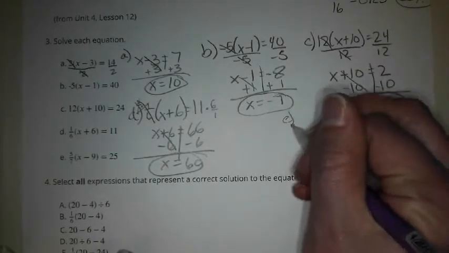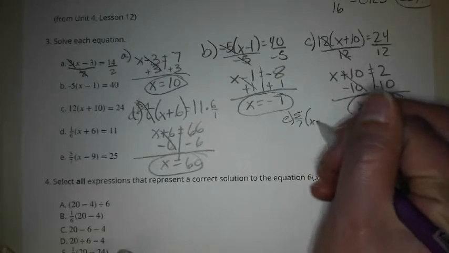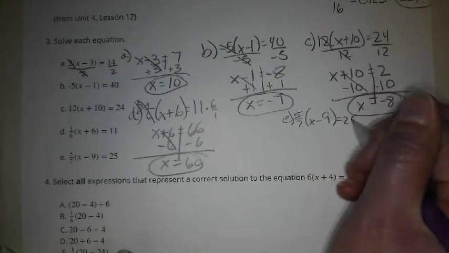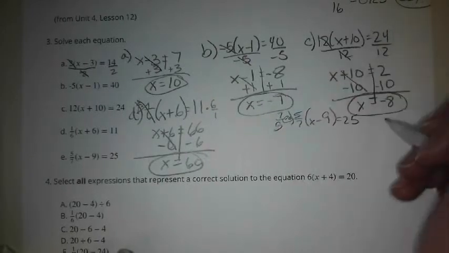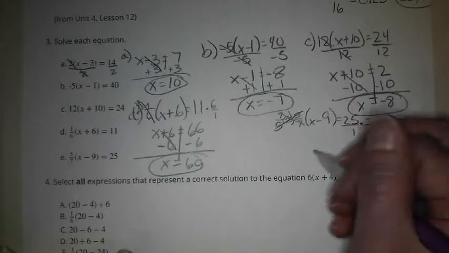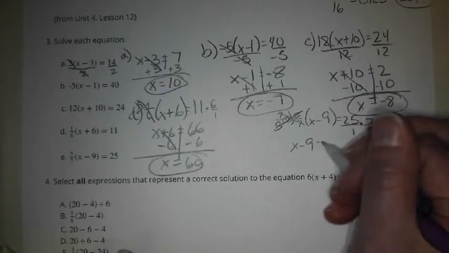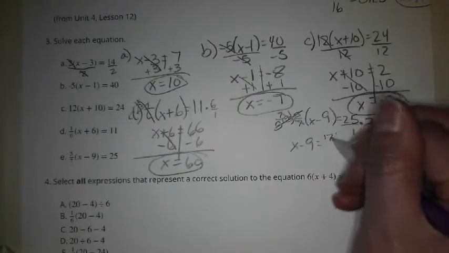And then E, we have 5/7 times x minus 9 equals 25. So again, I would multiply by the reciprocal. I'm going to multiply both sides by 7/5. Those would cancel. That would leave me with x minus 9 equals 25 times 7 is 175.